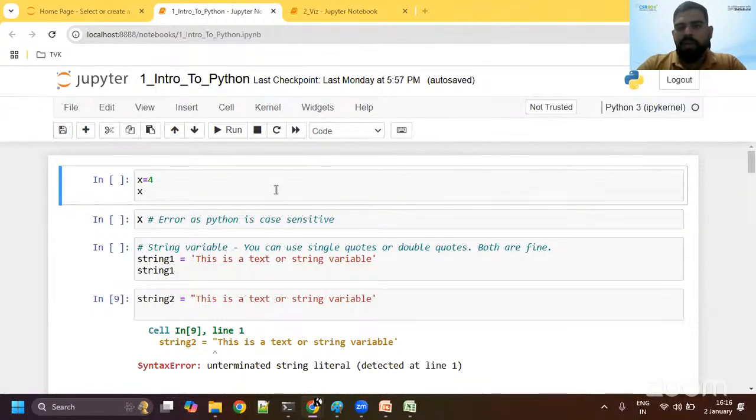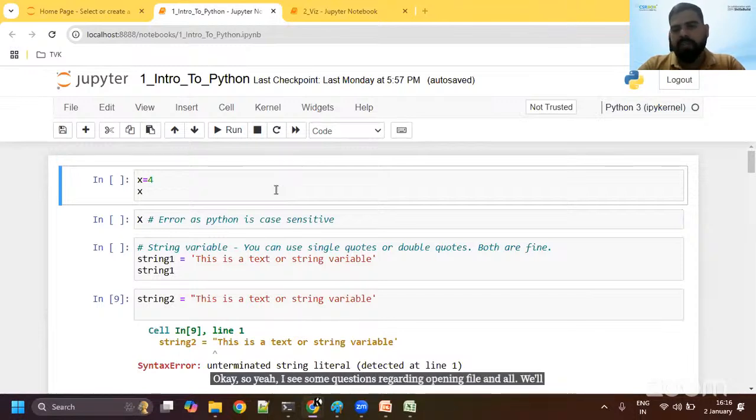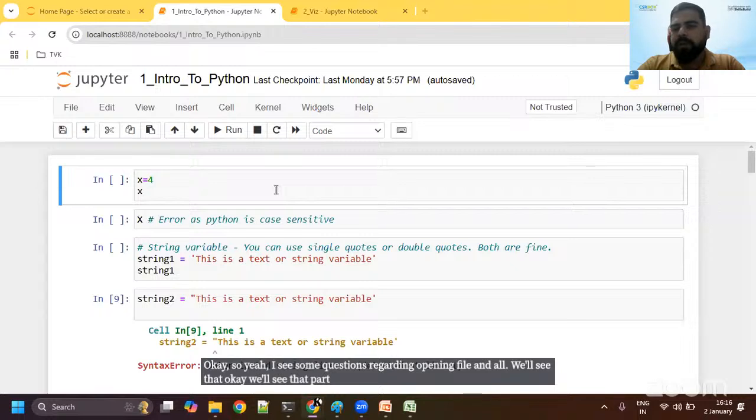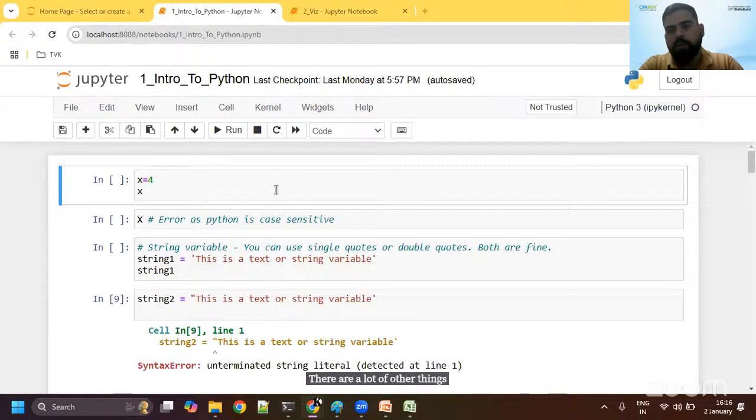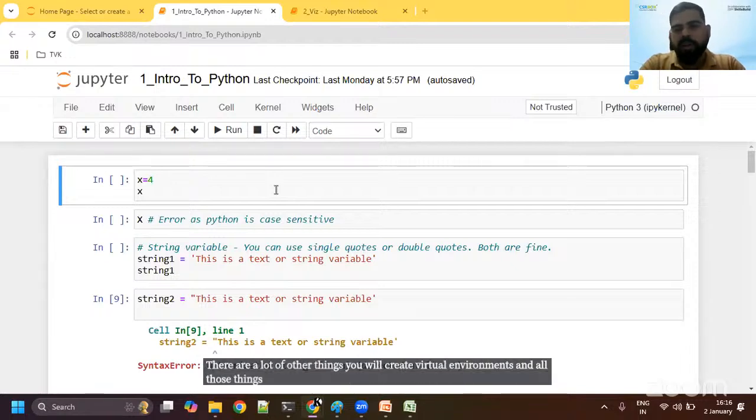Okay, so I see some questions regarding opening files and all. We'll see that part. Is the Python IPy kernel and Python Conda environment base the same? Yeah, don't get confused with all those things. As of now, just stick to what I am telling. There are a lot of other things. You can create virtual environments and all those things. Don't worry about those as of now. Just go with what is there in the Jupyter notebook.